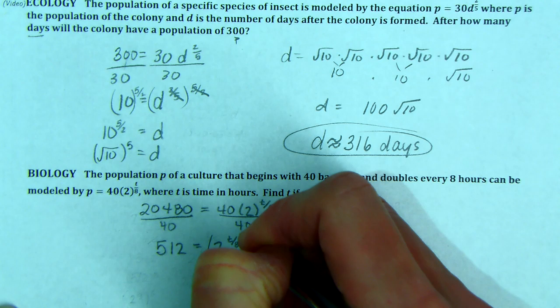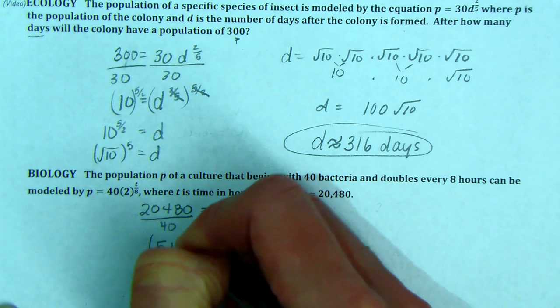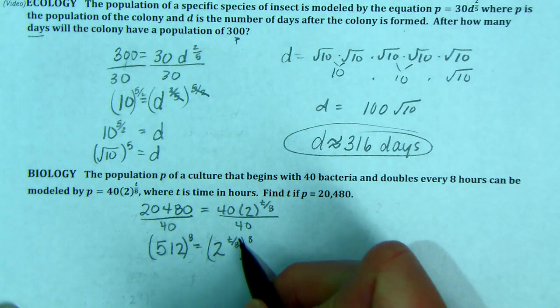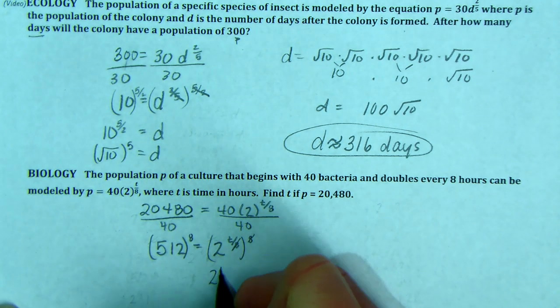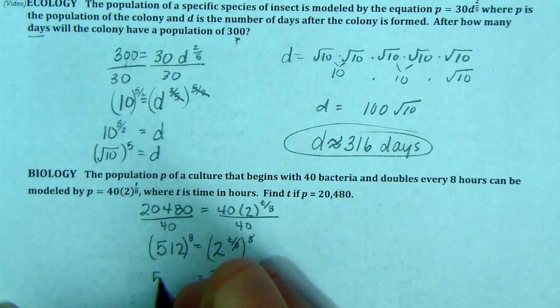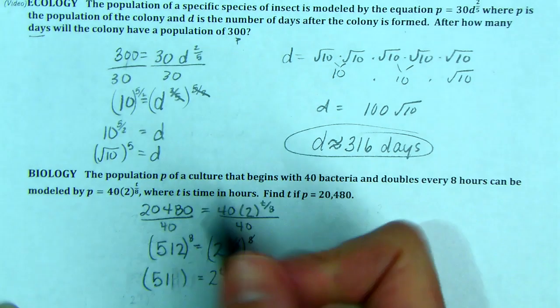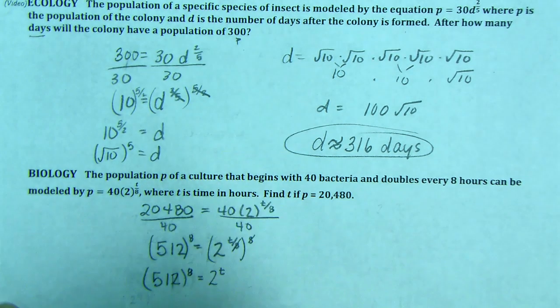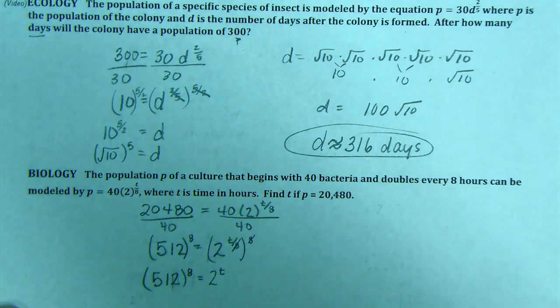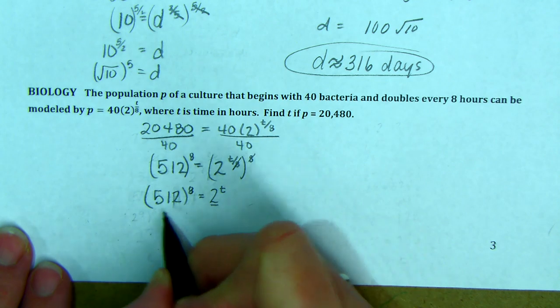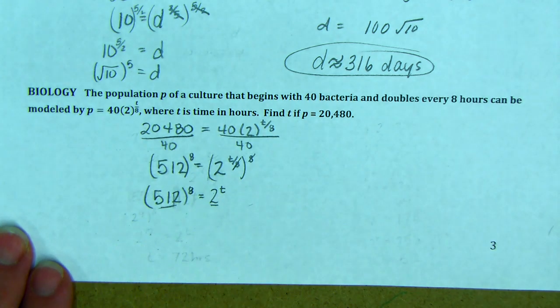So what I'm going to do is raise both sides to the 8th power. I'm not actually going to do that, so just breathe for a second. But I did that so I can cancel this out. I got 2 to the T equals 512 to the 8th power. Now, why didn't I raise 512 to the 8th power? Well, 1, it's going to be just a ginormous number. And 2, because I have a sneaking suspicion that I can write 512 as a power of 2.